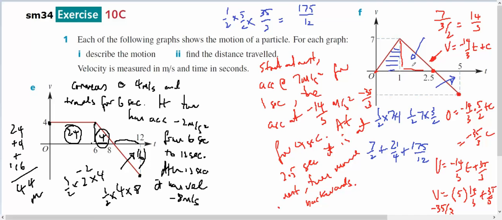So the area of each of these will give us the distance travelled. Since it's distance, this negative distance I'll treat as a positive because I'm interested in the distance travelled. So 6 sevens are 42, plus 3 is 63, plus 175, 280 on 12 is 70 on 3 metres.